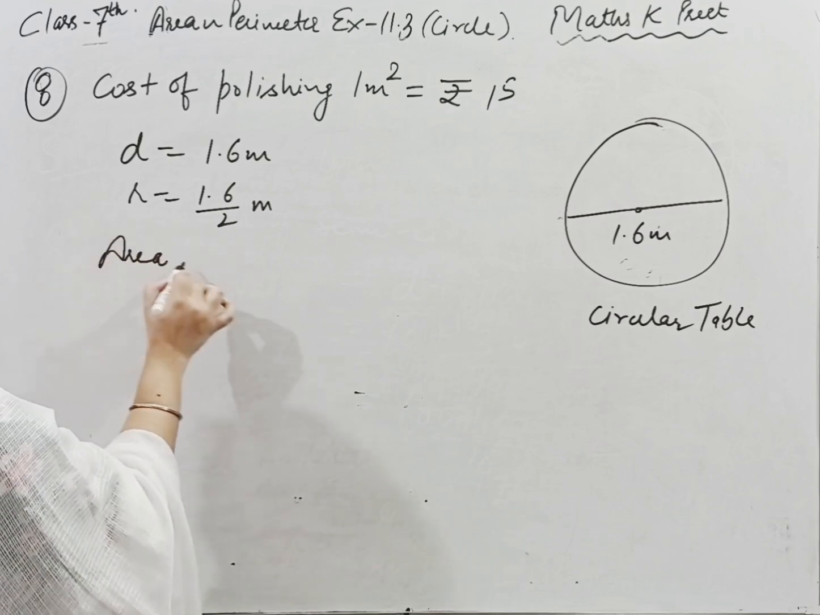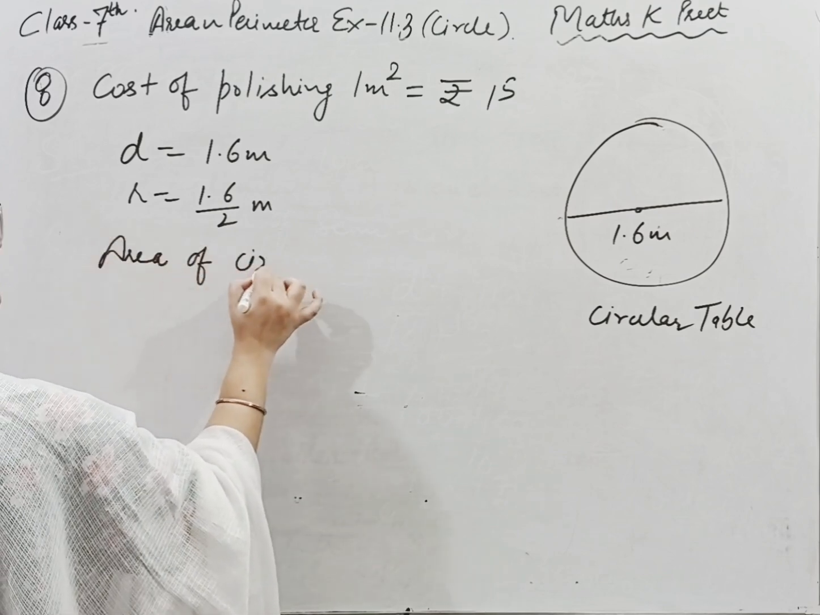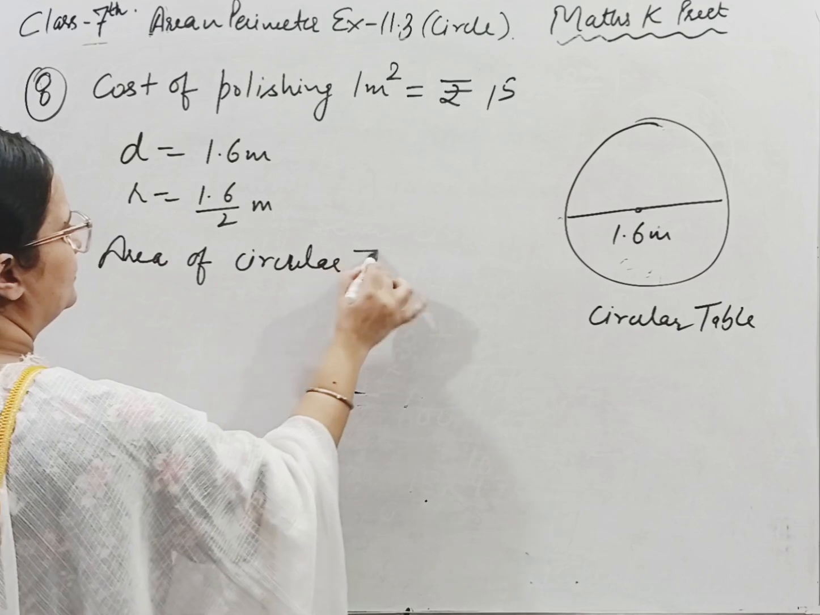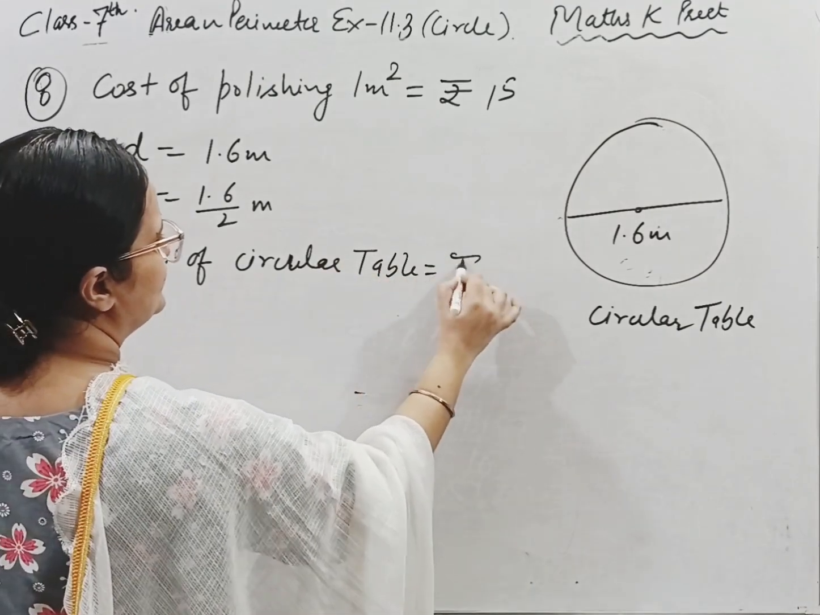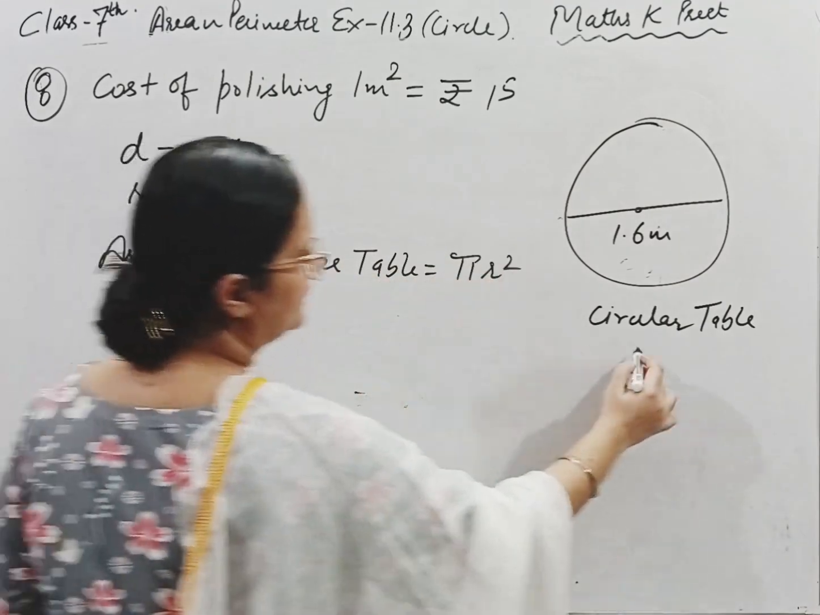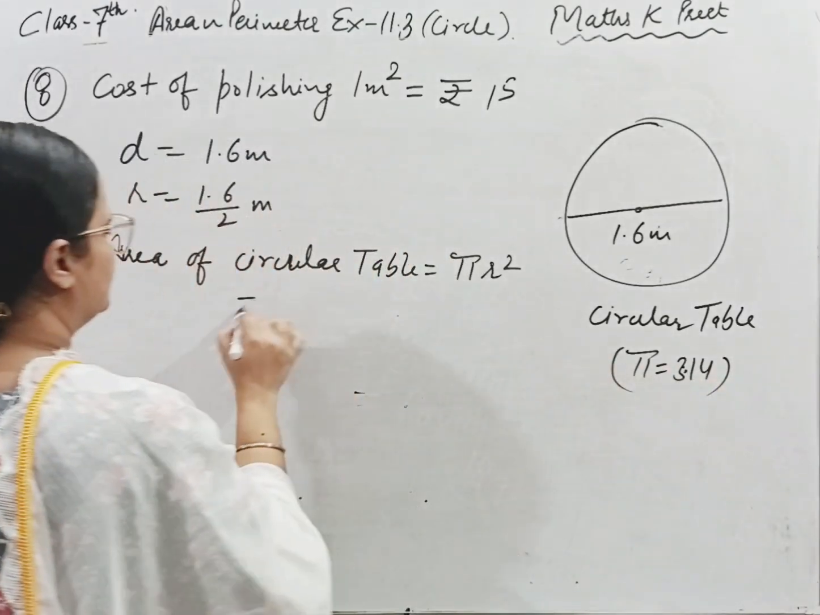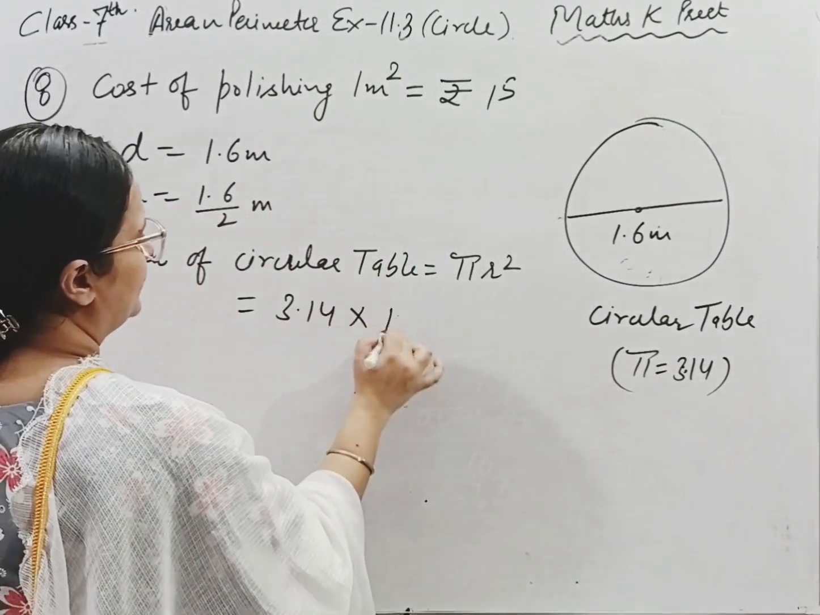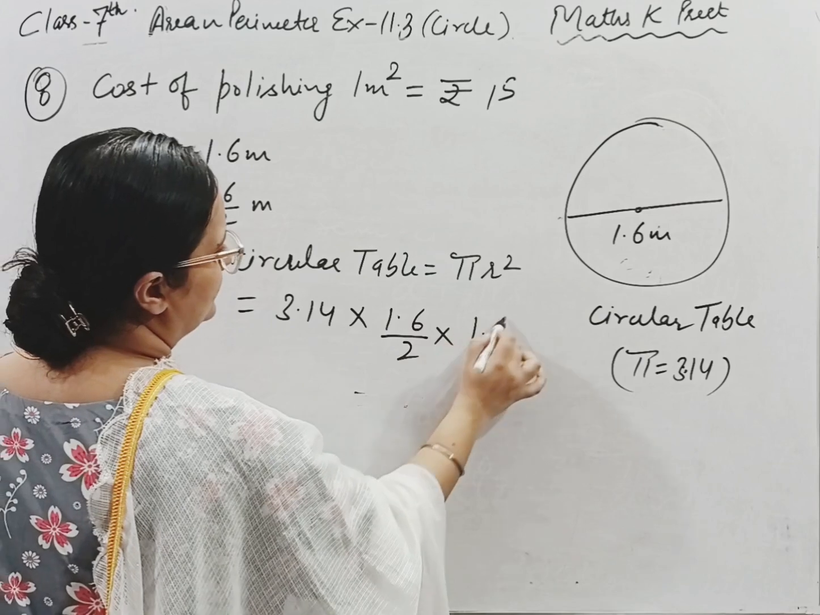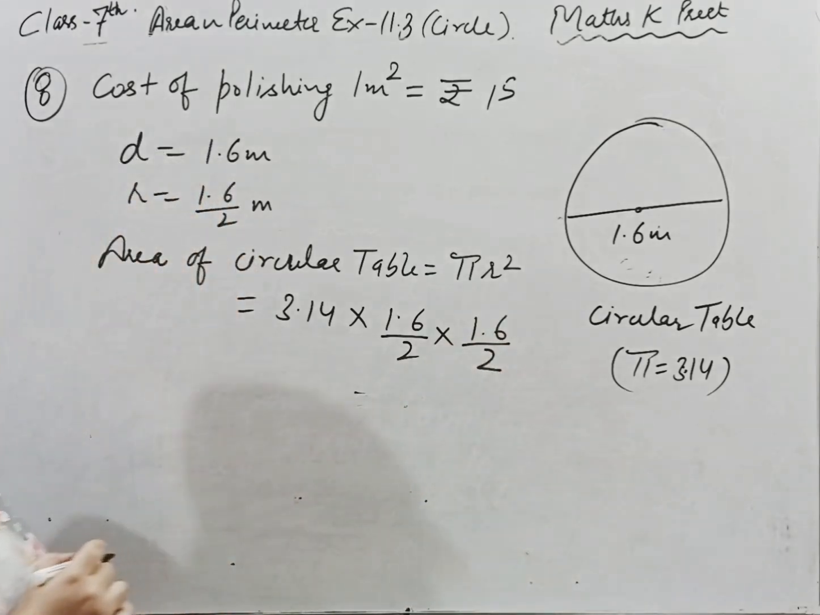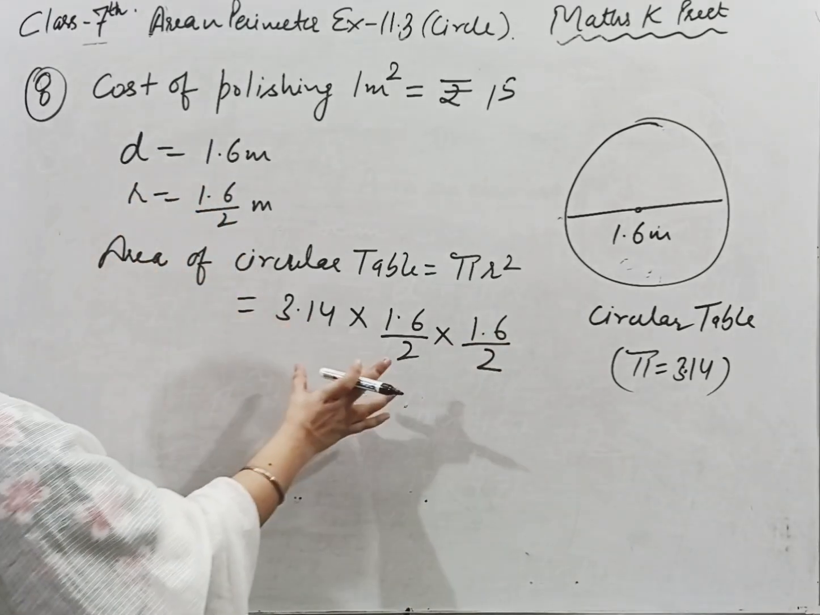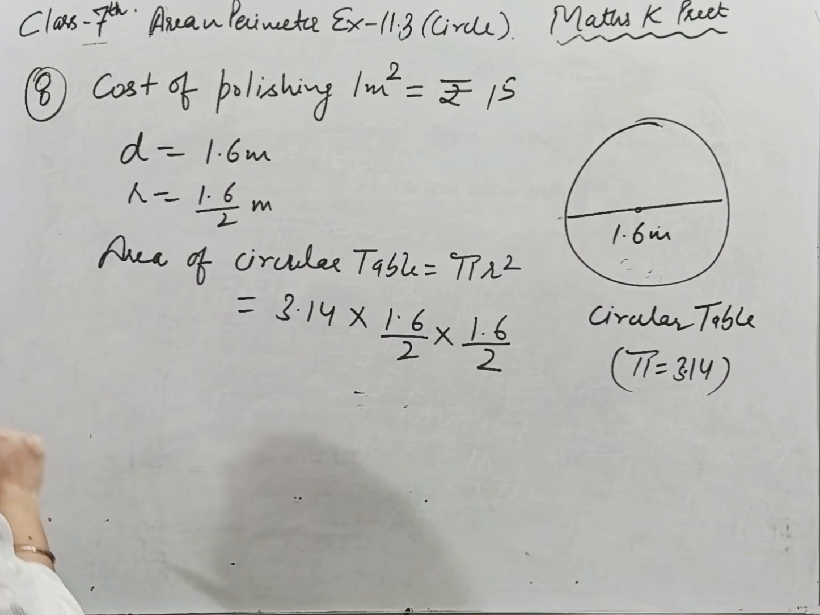What is the formula for the area of a circle or circular table according to the question? The formula we know is pi r square. Pi I have to take as 3.14. It's given in the question. So 3.14 into 1.6 divided by 2 into 1.6 divided by 2. So this is the area of the circular table.